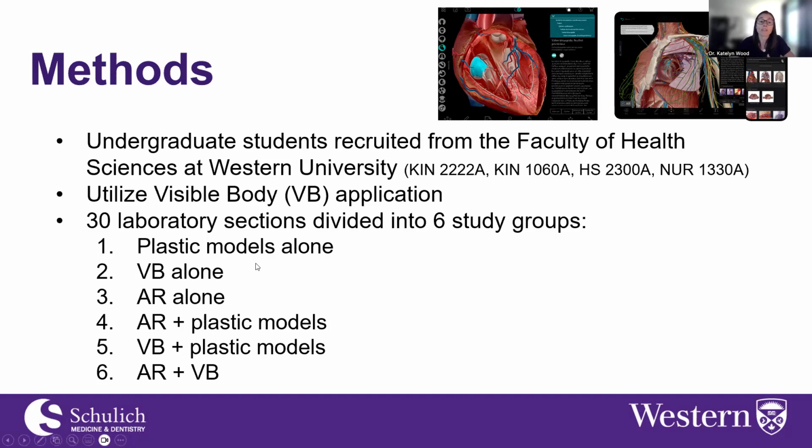Some groups were given AR, so an augmented reality group. They were told to only use the augmented reality tool. They were not given plastic models, and they were asked not to use the desktop version. And then we had a few combination groups. So we had students using the augmented reality option plus plastic models, Visible Body desktop version with the plastic models, and then the combination of Visible Body desktop plus augmented reality. So those were our 6 individual study groups.